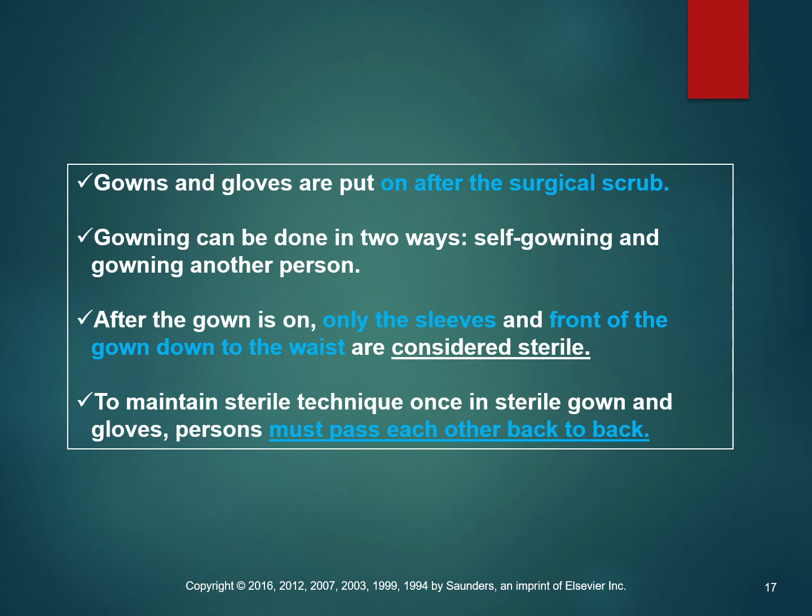So gowns and gloves are put on after the surgical scrub. Gowning can be done in two ways. There is either self-gowning or gowning another person. And after the gown is on, only the sleeves and the front of the gown down to the waist are considered sterile. So that's an important fact to remember. Only the sleeves and the front of the gown down to the waist are considered sterile. Everything below the waist is considered unsterile.